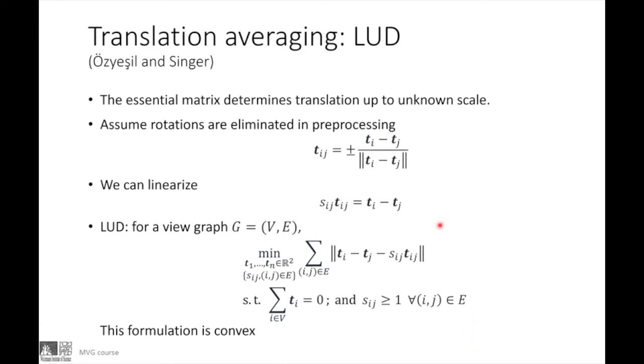So this is the minimization problem that I want to solve. They chose to use L1 here in order to be somewhat robust to outliers. But notice that this formulation is convex. L1 is convex, and inside it is linear in Ti, Tj, and Sij. The constraints are linear equalities and inequalities. So this is a convex problem.